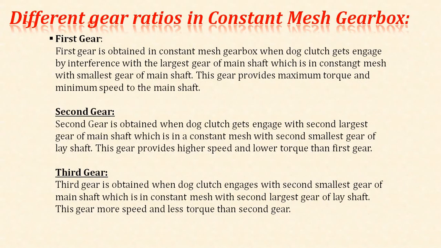Now, the first gear is obtained in the constant mesh gearbox when the dog clutch gets engaged by interference with the largest gear of the main shaft, which is in constant mesh with the smallest gear of the lay shaft. This gear provides maximum torque and minimum speed to the main shaft.